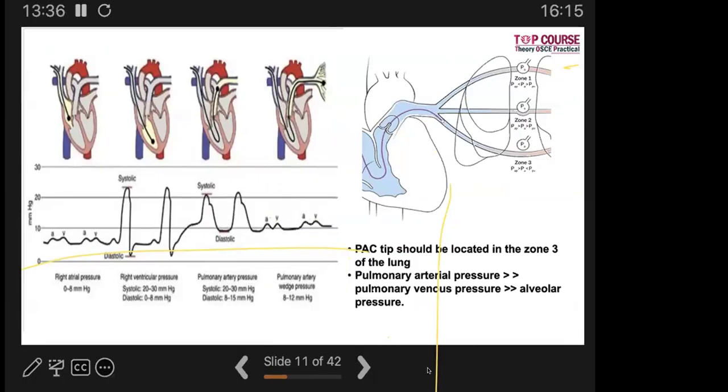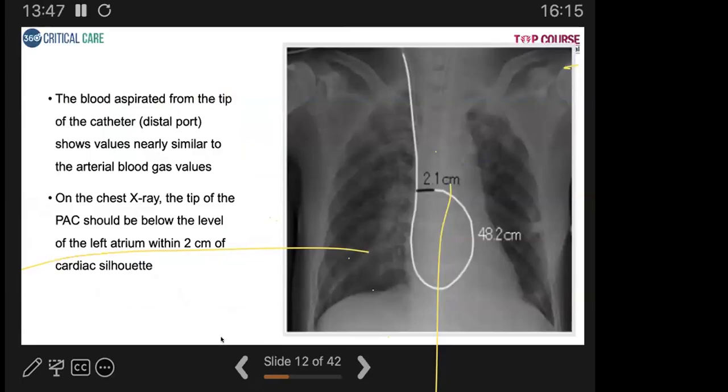Ideally, the pulmonary artery catheter tip should be located in zone 3 of the lung, where the pulmonary arterial pressure is more than the pulmonary venous pressure, which is more than the alveolar pressure. And in an X-ray, you can see that the tip of the pulmonary artery catheter should be below the level of the left atrium, within 2 centimeters of the cardiac silhouette. Another technique to confirm the position is that the blood aspirated from the tip of the catheter should show values nearly similar to the arterial blood gas values.